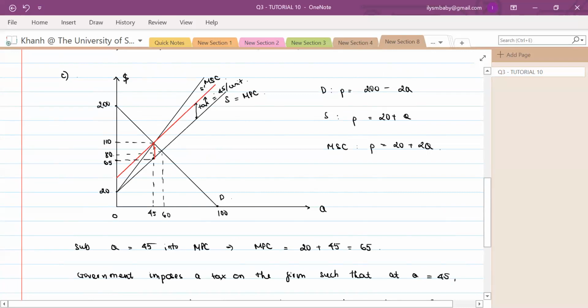At the new supply curve, the supply curve is going to cut the demand curve at this competitive equilibrium, which is equal to 45, and it's going to cost the firm 110 per unit, and that is exactly what we want to happen. We want the firm to be producing 45 instead of 60, and so by increasing the cost per unit for the firm, it's going to get the firm to produce less.